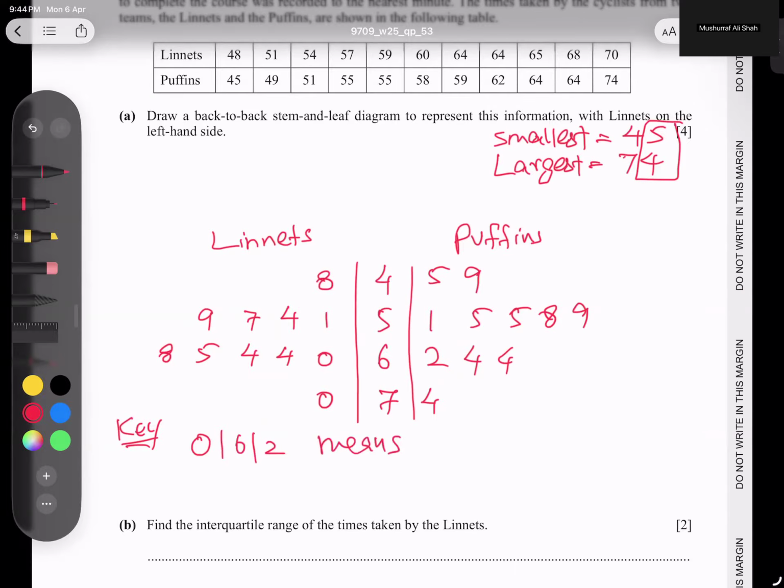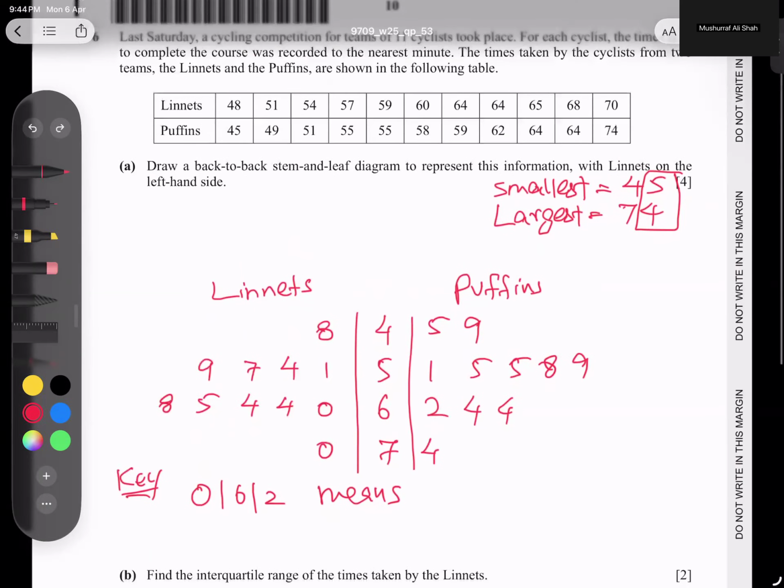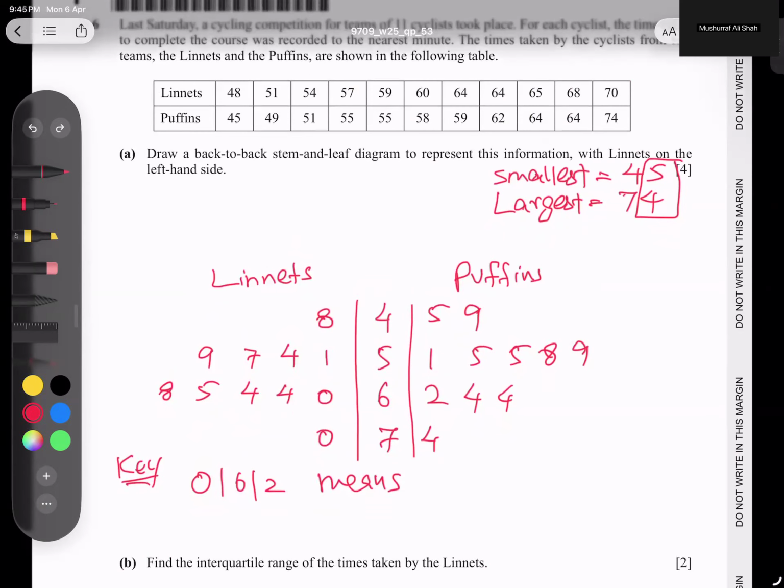Okay, what I can say, let me check what is given on the top. I think, yeah, in minutes. Okay, time to complete in minutes. So I can write it now. So 60 is for 60 minutes. Okay. And 62 for P, puffins. Okay. So this key is compulsory, students.